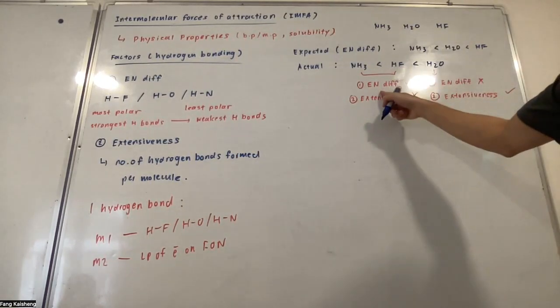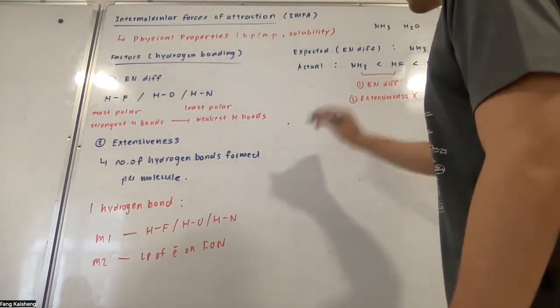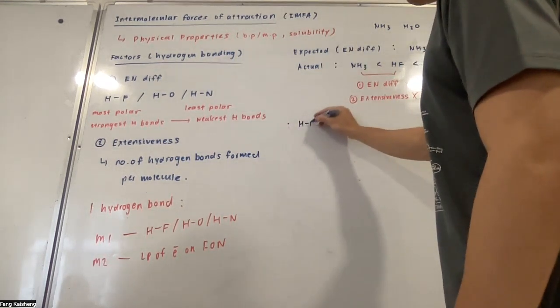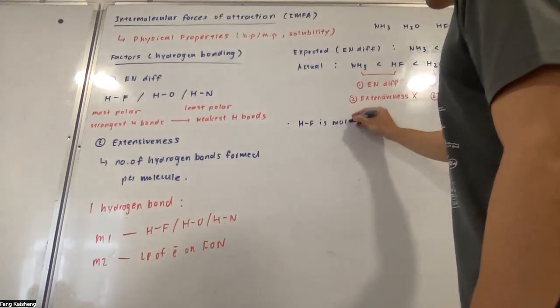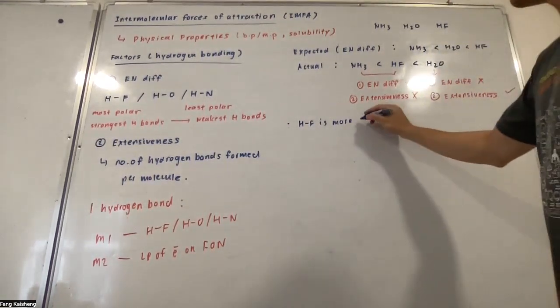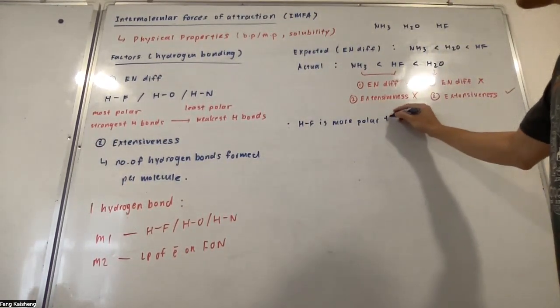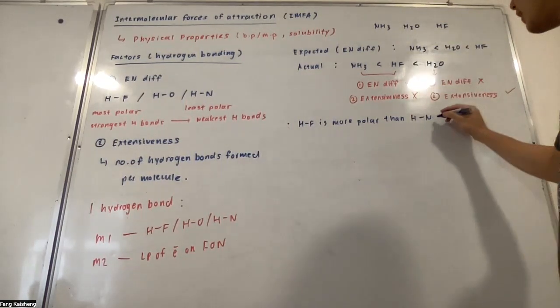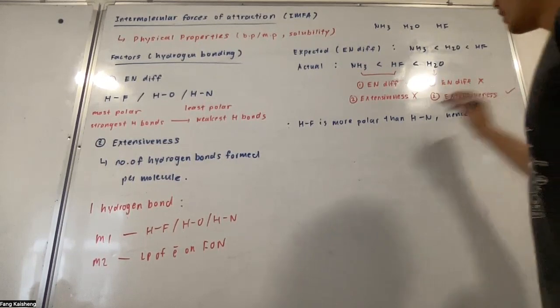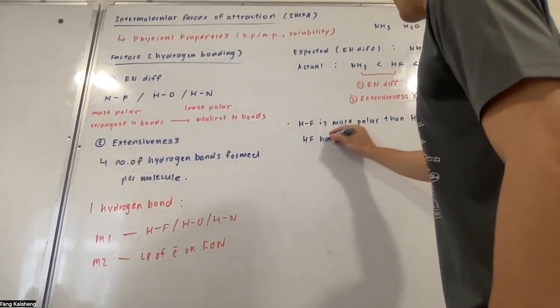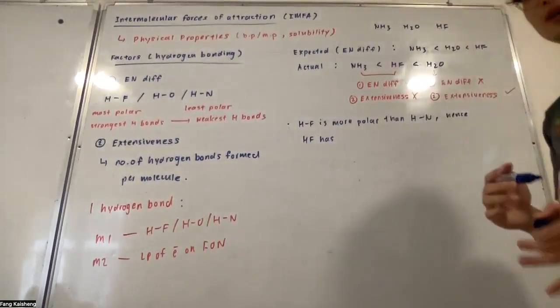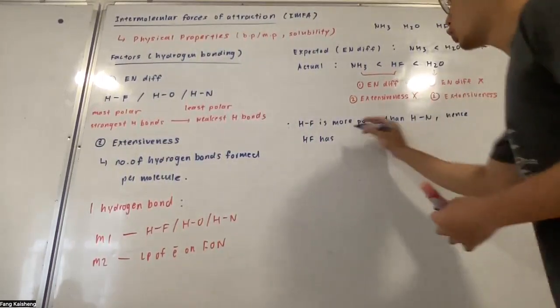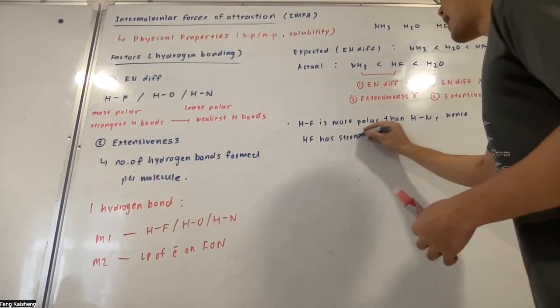Explain the first set. The first one is very easy. You just need to tell me HF is more what? More polar than NH3. Sorry, we're talking about the bond only. Hence, HF has what? Being more polar leads to stronger hydrogen bonds.